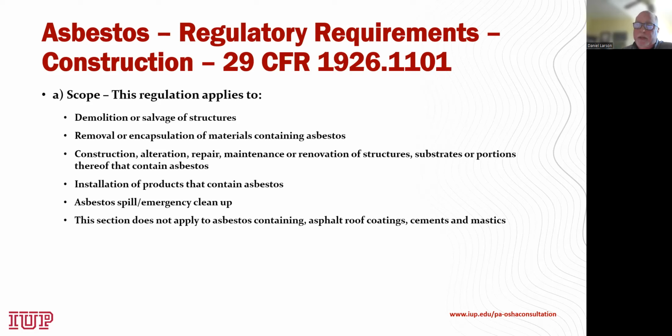If you remember, general industry did not cover shipyard or did not cover construction activity. The construction activity is covered under its own standard, and it's 29 CFR 1926.1101. And this applies to demolition or salvage of structures, the removal or encapsulation of materials containing asbestos, construction, alteration, repair, maintenance, or renovation of structures, substrates, or portions thereof, installation of products that contain asbestos, spill emergency cleanup activities, but it does not apply to asphalt roof coatings, cements, and mastics.